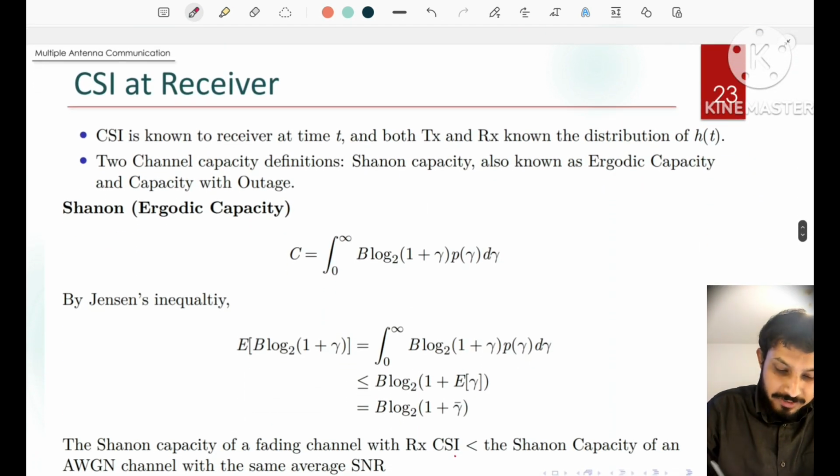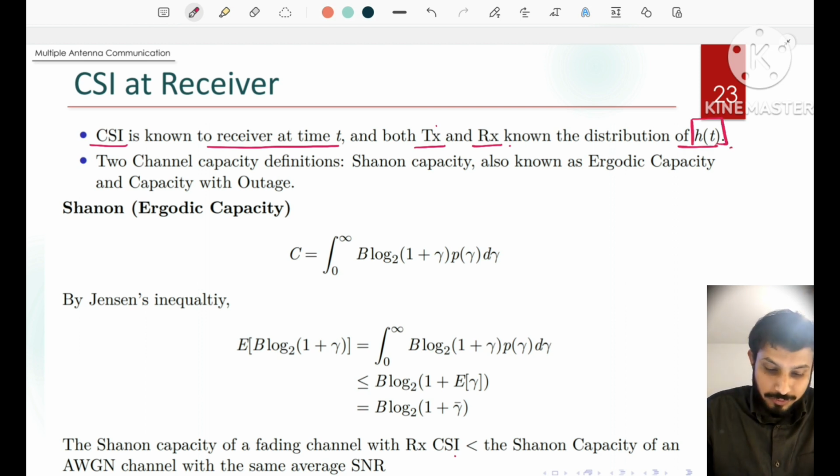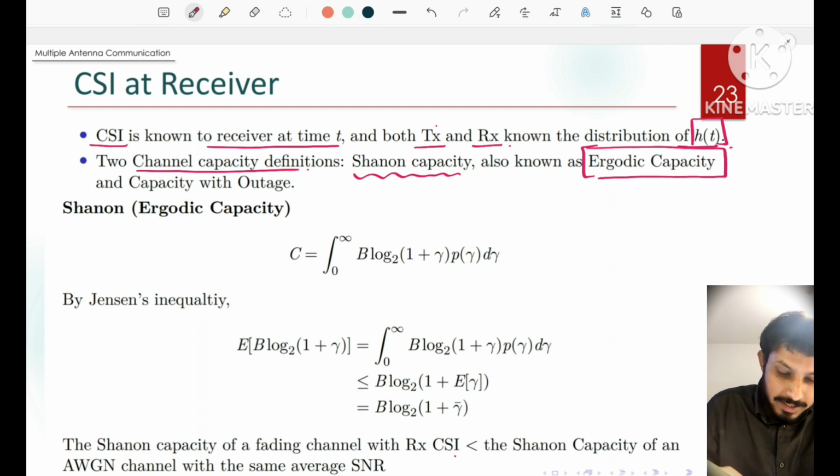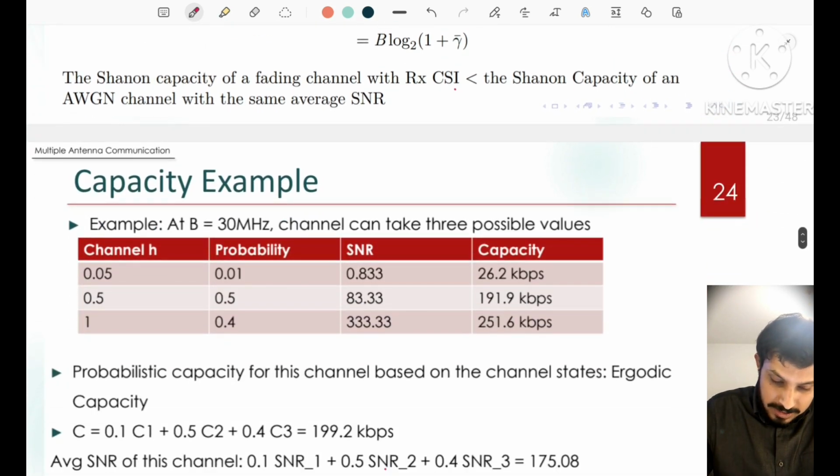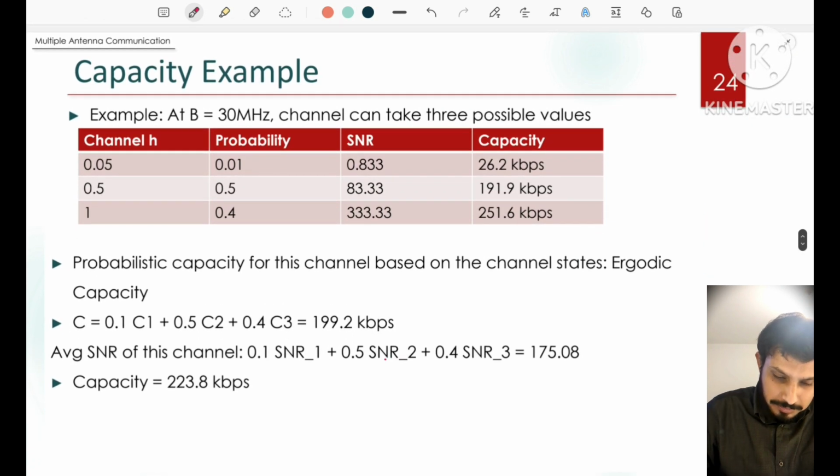So CSI at receiver means CSI is known to receiver at time t, and both transmitter and receiver know the distribution of h of t. So there are two important channel capacity definitions. The first one is the Shannon capacity, that is also known as the ergodic capacity, and the second one is the capacity with outage. So now let us understand this with an example.